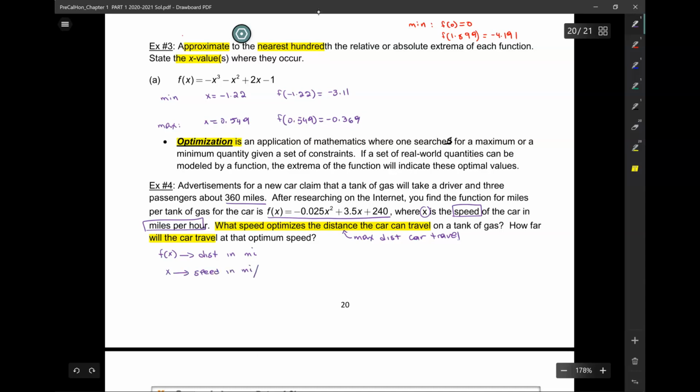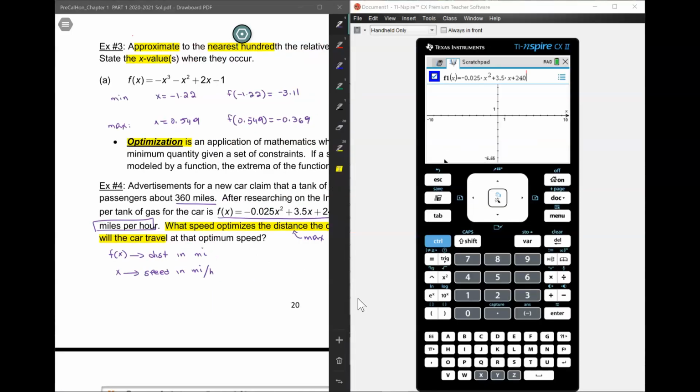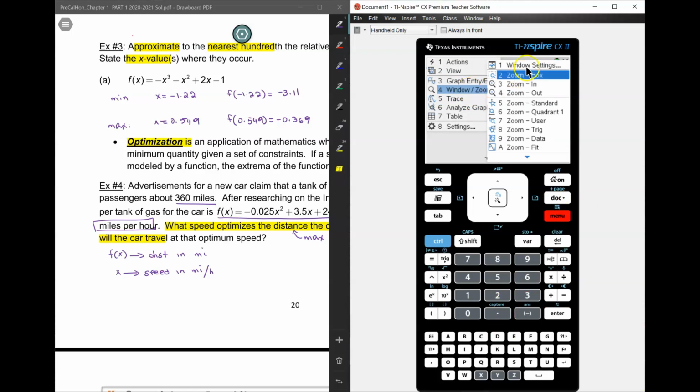in miles per hour. Okay, so what I'm going to do is graph that function, and I'm going to find the maximum of that function. All right, so let's go ahead and graph it. I've got that function in my calculator, and when I press enter, I see nothing, right? Why? Because I don't have the proper viewing window for this. Okay, so if x represents the speed in miles per hour, let's go to Menu, Window/Zoom, Window Settings.